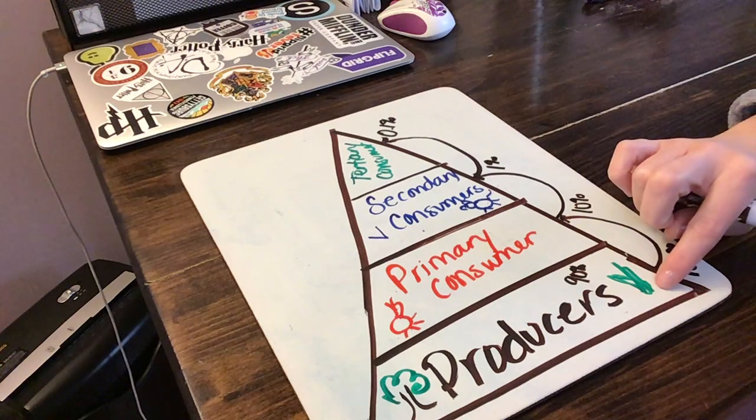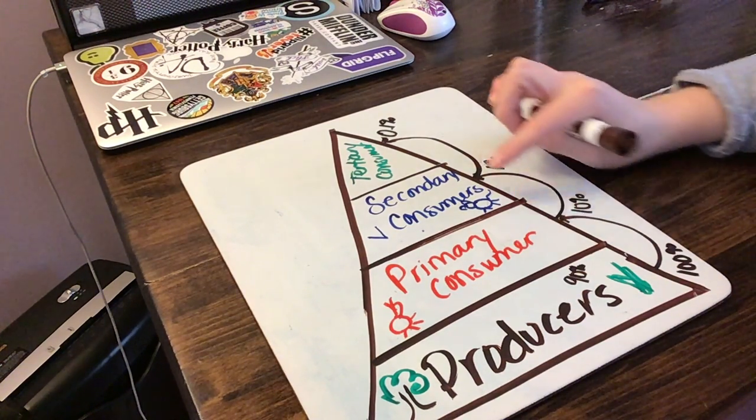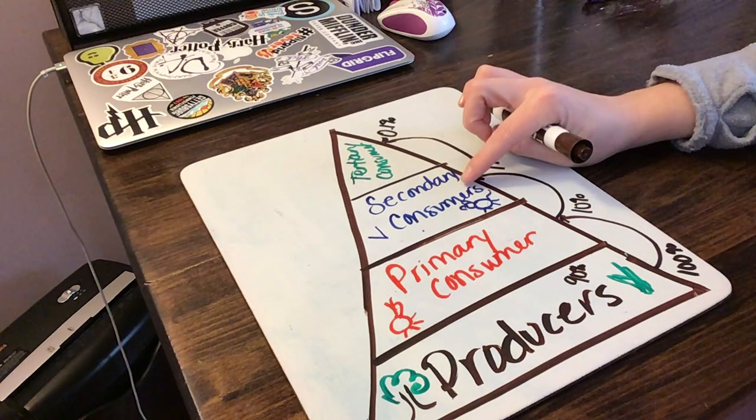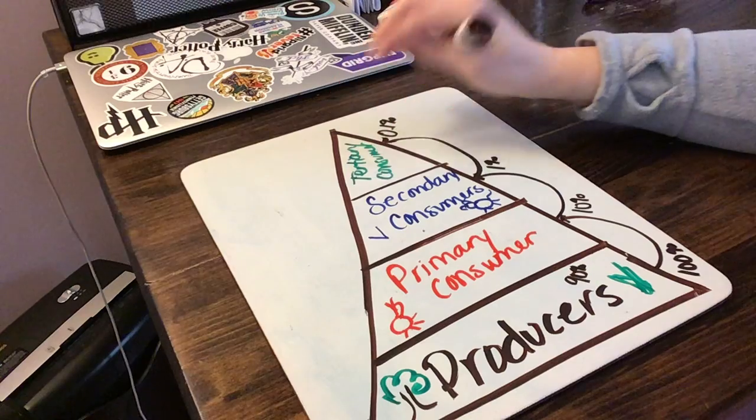We have a lot more producers on Earth than we do primary consumers. And we have a lot more primary consumers than we have secondary consumers, and a lot more secondary consumers than tertiary consumers. That's why this is the smallest part of the pyramid.